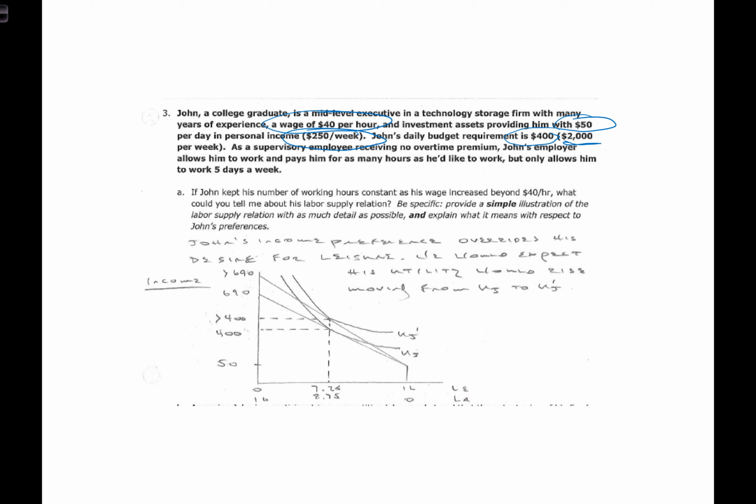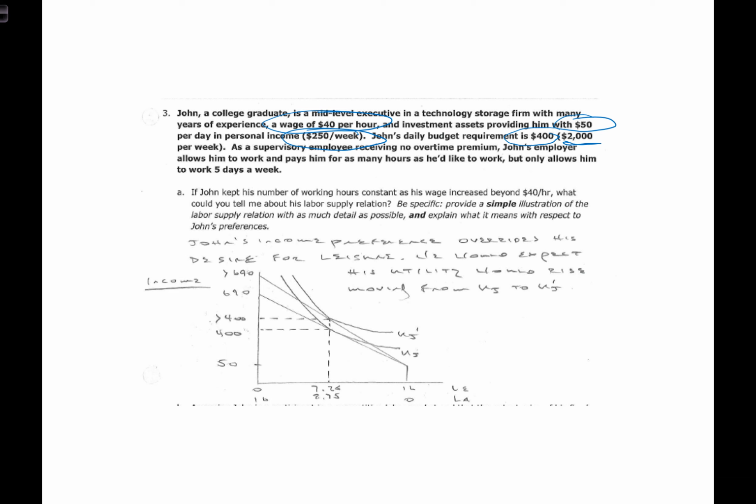So I then asked you to give me some graphic representation of John's model here, under the presumption that John experiences an increase in wage, I think it was. Let me confirm that. Yes, if his hours remain constant and his wage increases. So what's this going to look like?